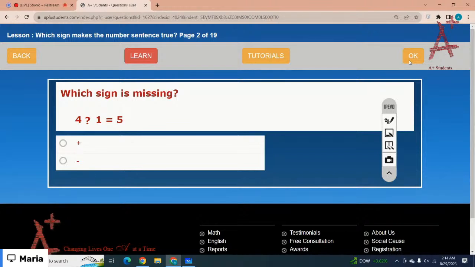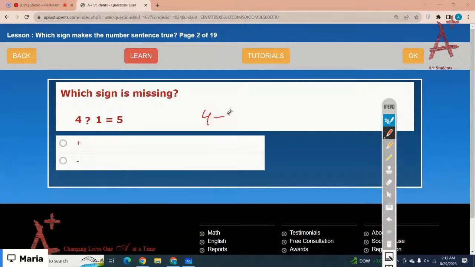The correct option is 4 plus 1 equals 5, right? That means when you add, yes, hi Rahima, good morning, good afternoon, sorry. It would be 4 plus 1, right? Because 4 plus 1 makes 5. So the correct option is plus.